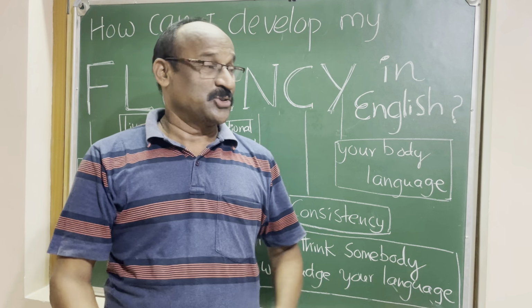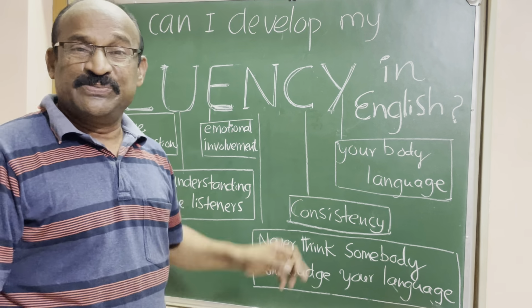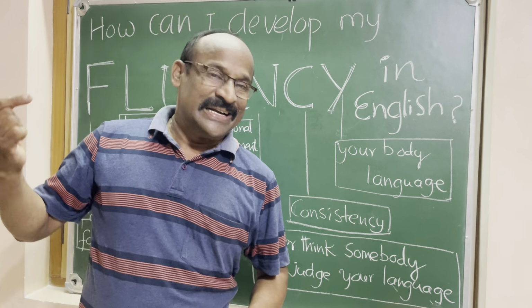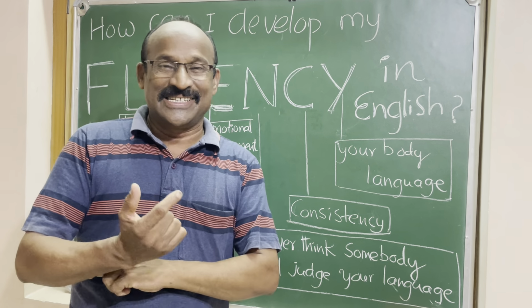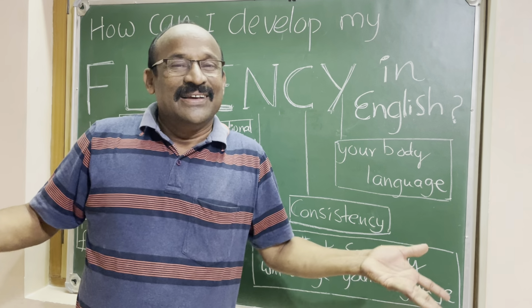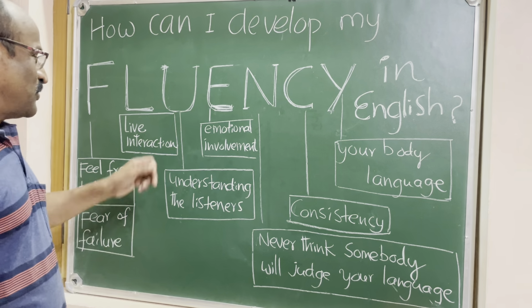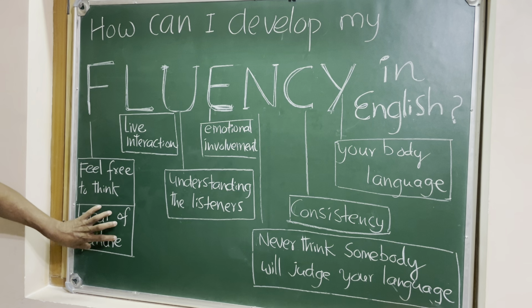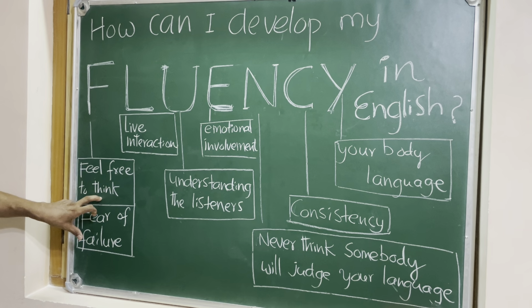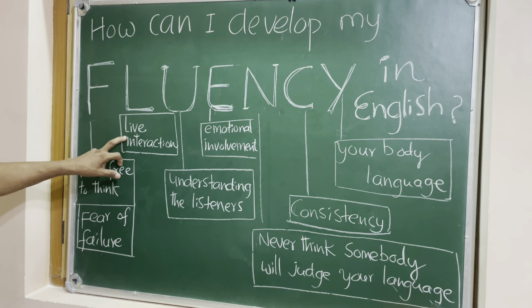Fluency is important. To be a fluent speaker, first of all you must be a fluent listener, a fluent participator, an active participant. Then only will everything be alive. So live interaction is important. Now, feel free to think and avoid the fear of failure. And second, live interaction is very, very important.